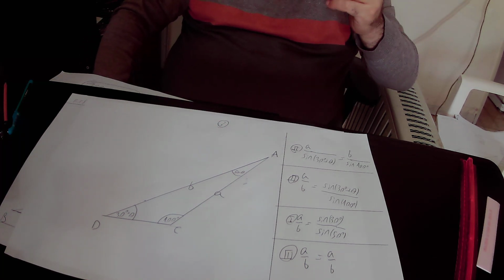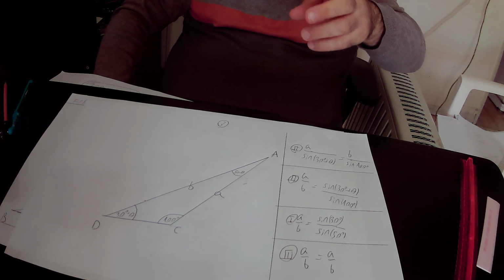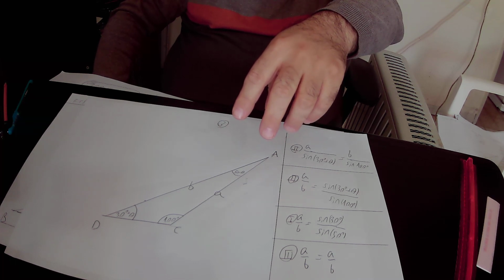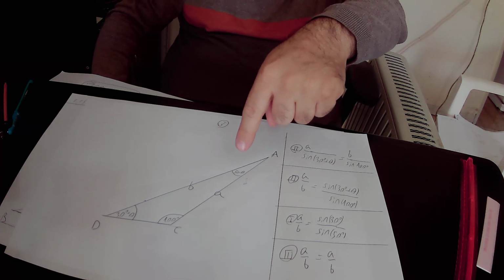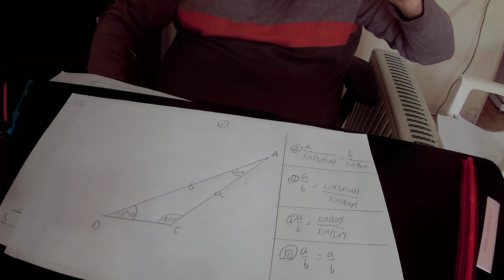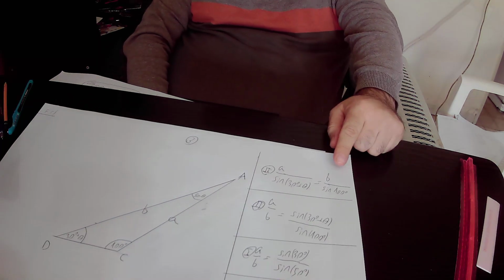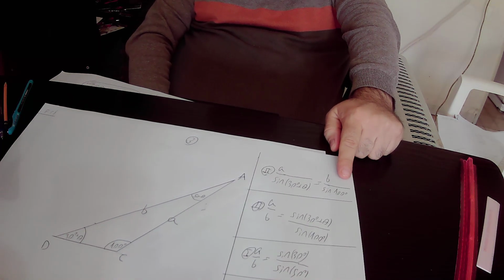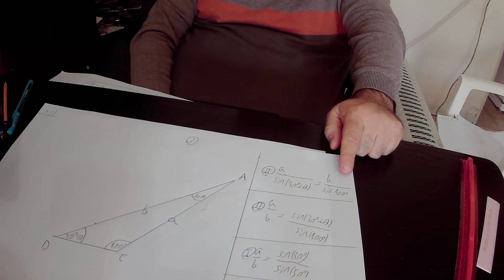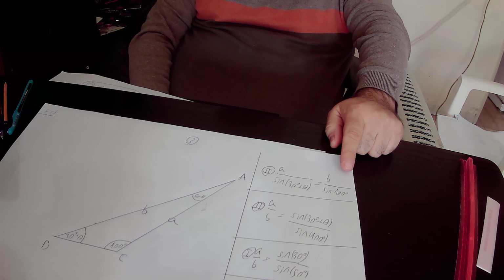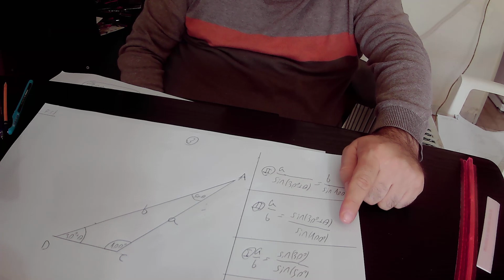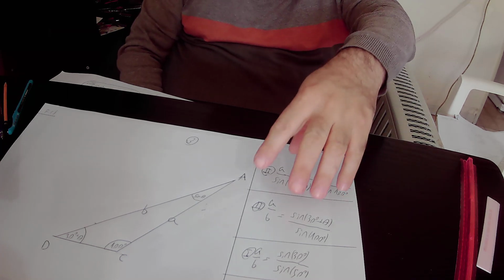So according to the law of sines, if we implement the law of sines in this triangle ADC, we will get that A over sine 30 degrees plus theta equals B over sine 100 degrees. Here we divided the equation number 2 by B and then we multiplied it by sine 30 degrees plus theta. And we got that according to equation number 2, A over B equals sine 30 degrees plus theta over sine 100 degrees.